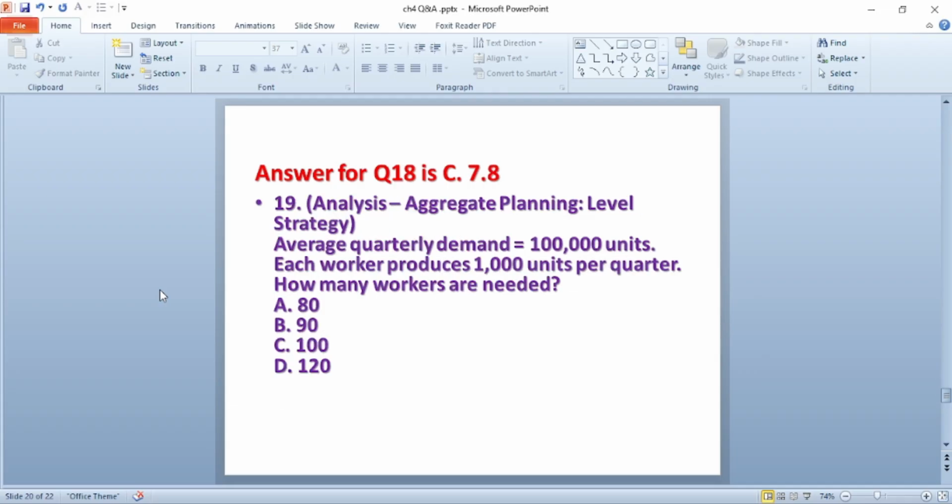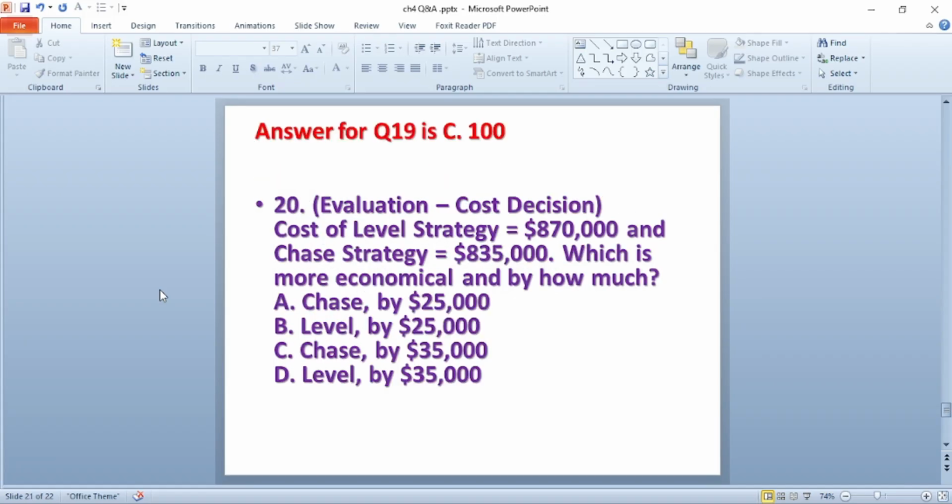Question number 19. Average quarterly demand is 100,000 units. Each worker produces 1,000 units per quarter. How many workers are needed? The answer for this question is C, 100, because we have to divide 100,000 units by the worker's capacity of 1,000 units per quarter, so we get 100. The answer is C.